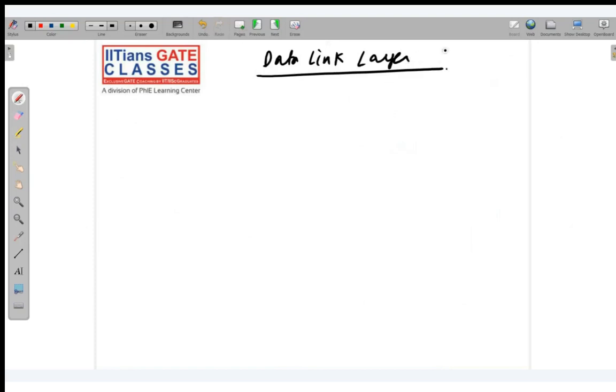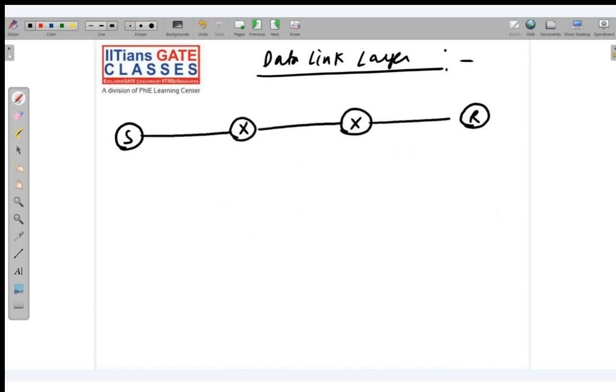For example, we have a sender and a receiver, and these sender and receiver are not connected directly. Rather, we have two intermediate nodes between sender and receiver. The very first thing is, how will you identify that this is the sender, this is the receiver, or how will you identify computers in the network? For that, we have two types of addresses: physical address and logical address. For example, consider that the physical address is 10 and the logical address is 20. Here the physical address is 30 and the logical address is 40. Here 50 and 60, and here 70 and 80.